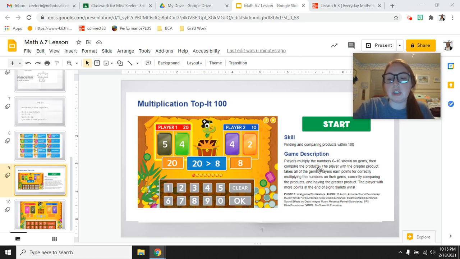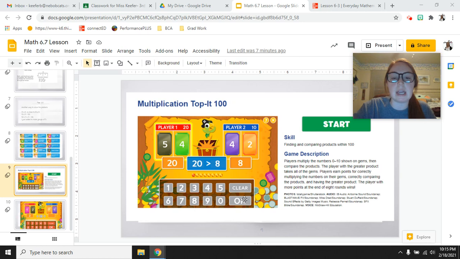So what you do is you multiply numbers 0 to 10 shown on these gems. Those are the things that are colorful. And then you compare the products. The player with the greater product takes all of the gems. Players earn points for correctly multiplying the numbers on their gems, correctly comparing the products, and having the greater product. The player with the most points at the end of the round wins.